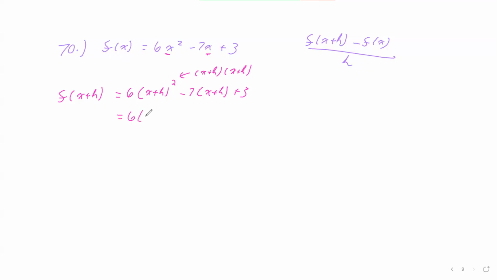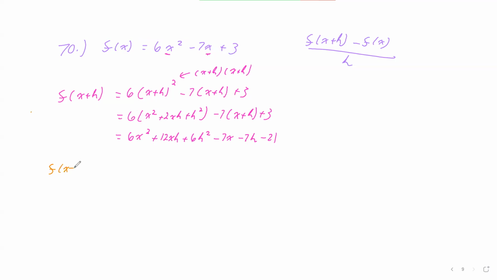So that's going to give you x squared, and then xh plus xh will give me 2xh plus h squared. I'm going to distribute all together, so I'm going to rewrite it as such. Now I'm going to distribute. That gives me 6x squared plus 12xh plus 6h squared minus 7x minus 7h plus 3. You usually cannot combine anything, so just leave it like that. You now have this portion. Now you're ready to do the entire thing.